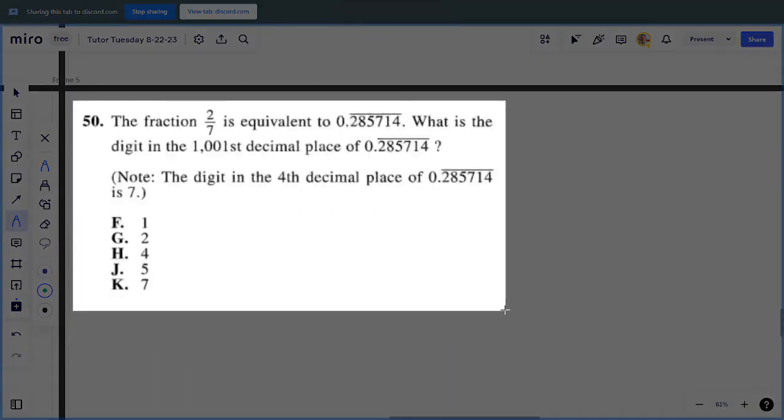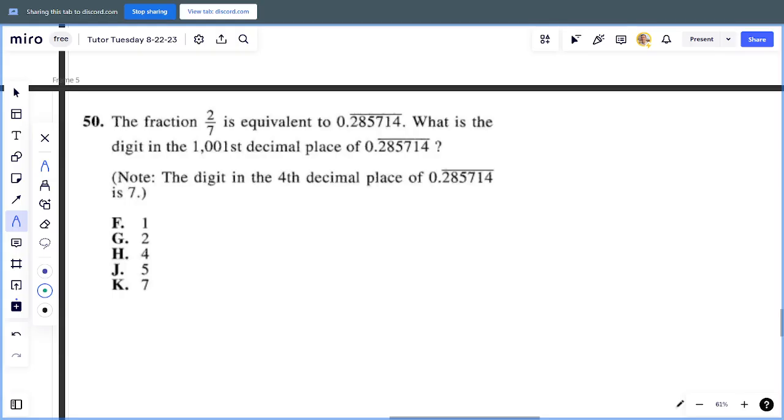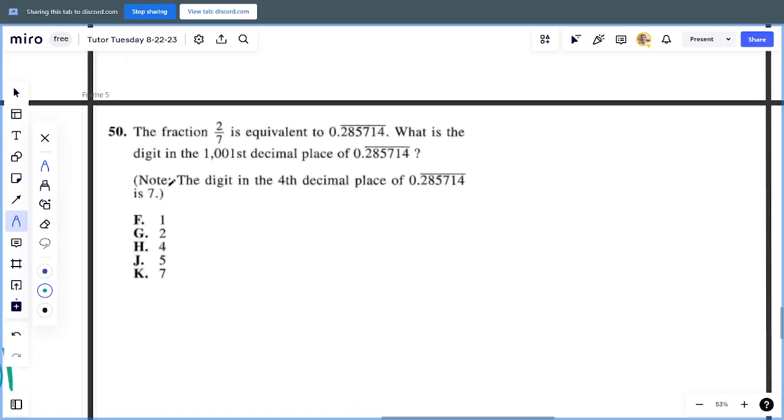Next ACT math problem. We're going to be dealing with number 50. The fraction 2/7 is equivalent to 0.285714 repeating. This bar on top means that it's an infinitely repeating decimal sequence. What is the digit in the 1001st decimal place of 285714 repeating? And it says, note, the digit in the 4th decimal place of 285714 is 7.